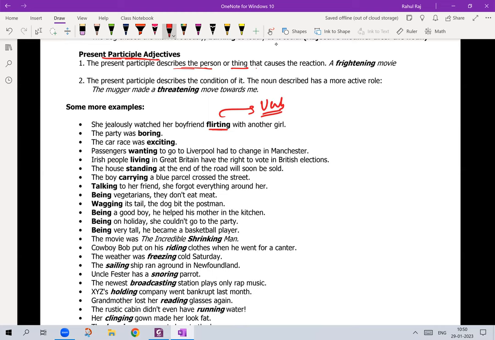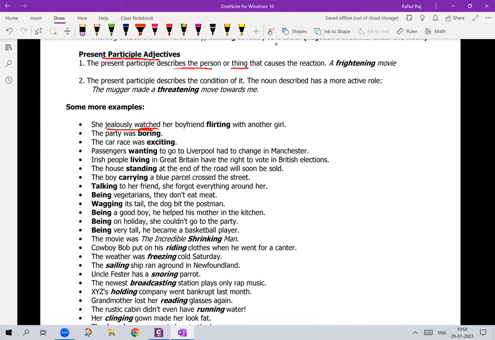But trust me, the ING form alone, not me, trust the grammar. ING form alone is never a verb. So this is not a verb at all. What is a verb? She jealously watched her boyfriend. This is a verb, because a sentence can't be a sentence without a subject and a verb. See, jealously watched her boyfriend: this is the core part of the sentence. Flirting with other girls is all crap. This is just trying to describe the boyfriend.